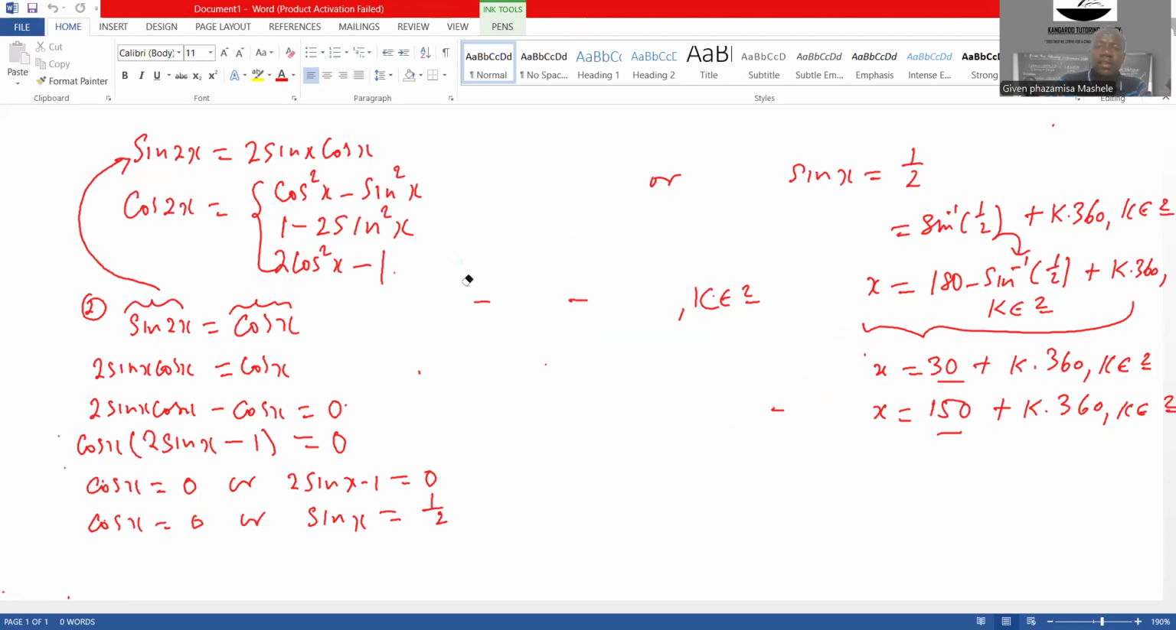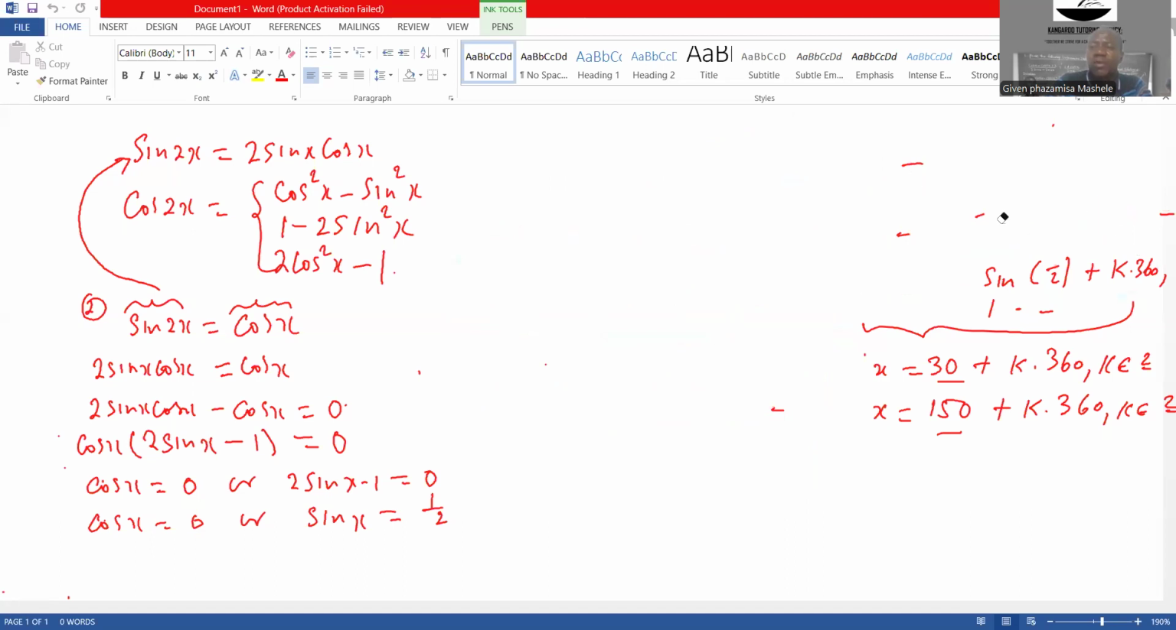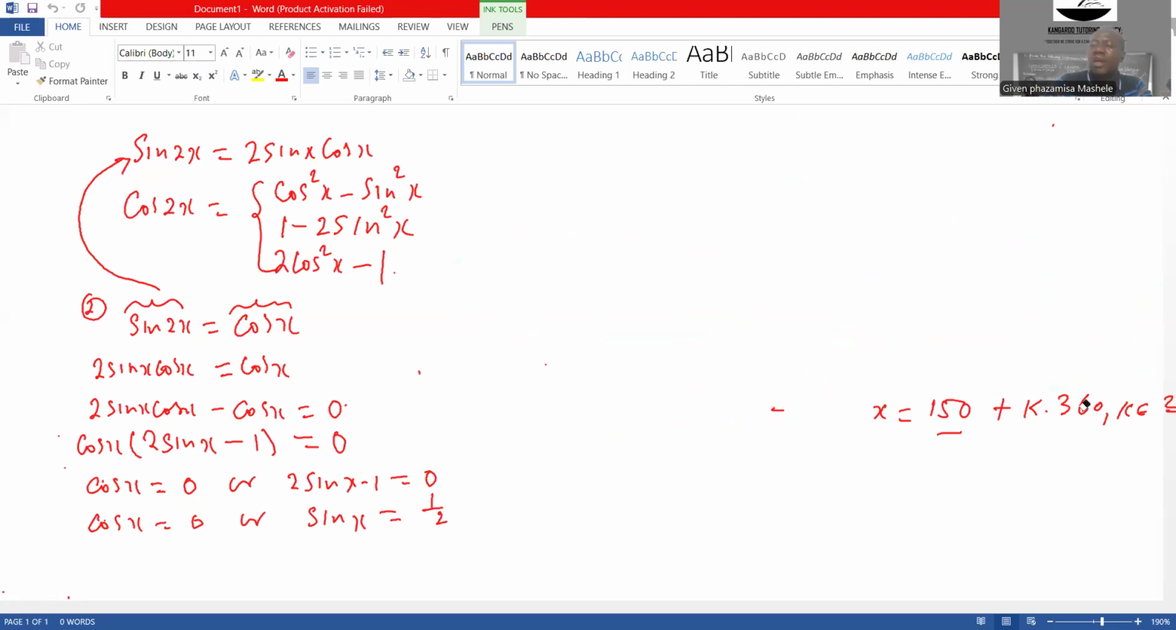There are a lot of examples that I believe you can go through. And remember, in trigonometry, you need to know how to take the common factor. You can factorize your expression. You can use the quadratic formula. There's no problem with that.